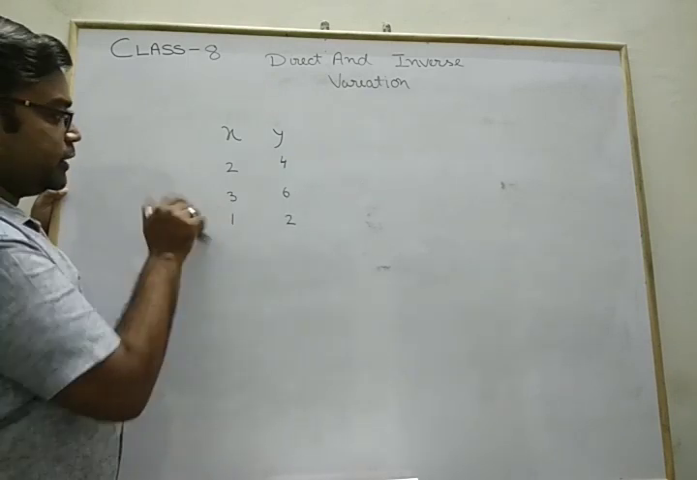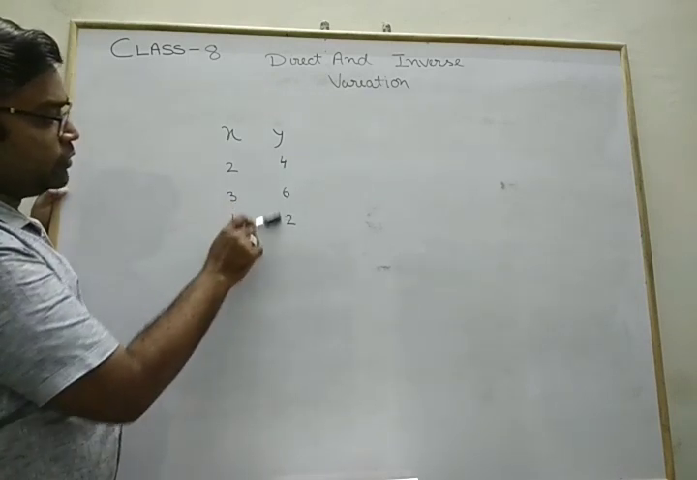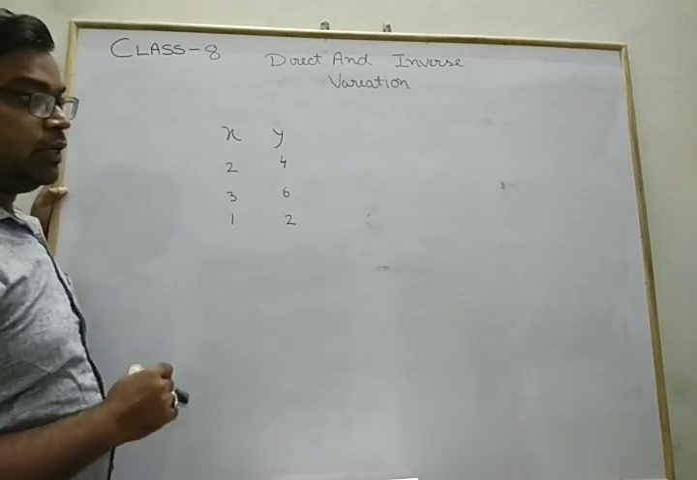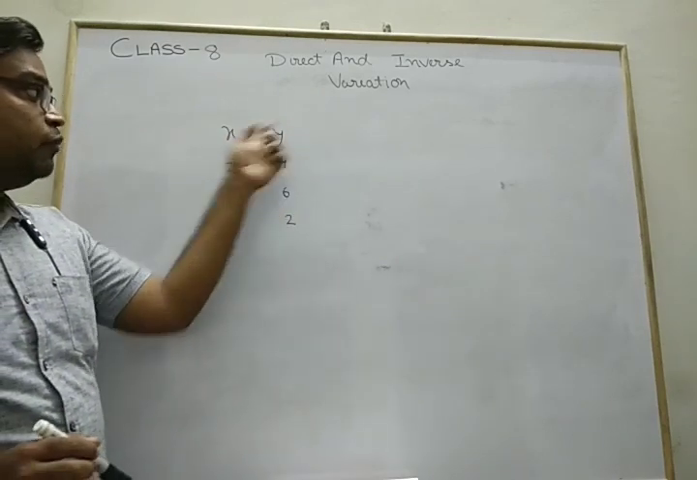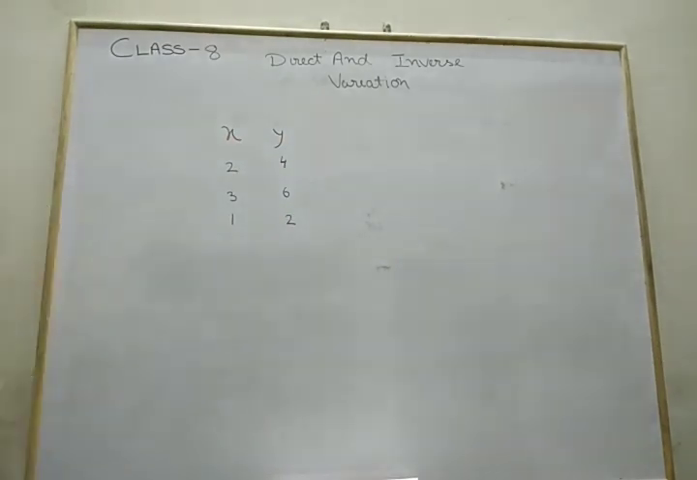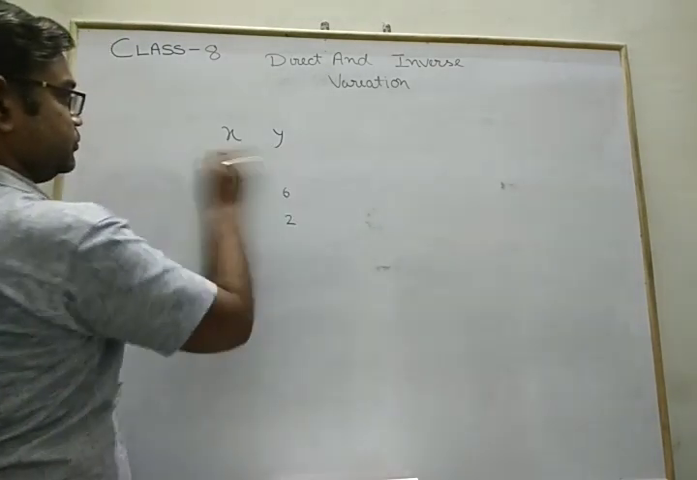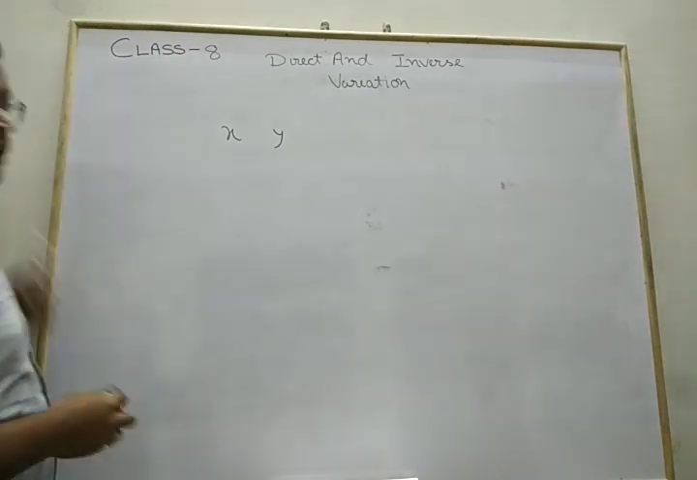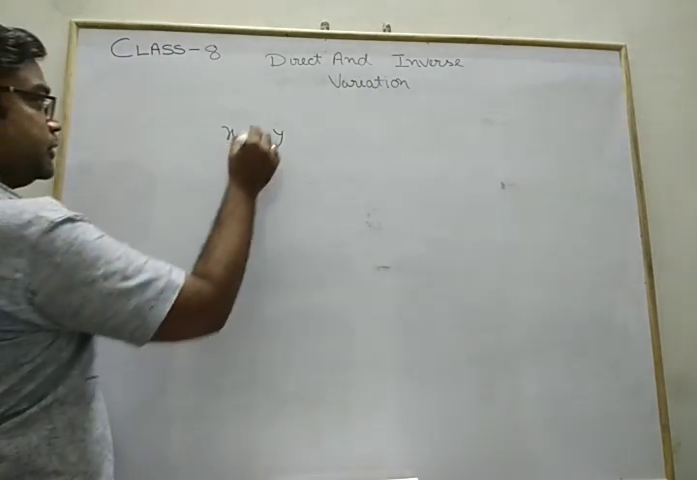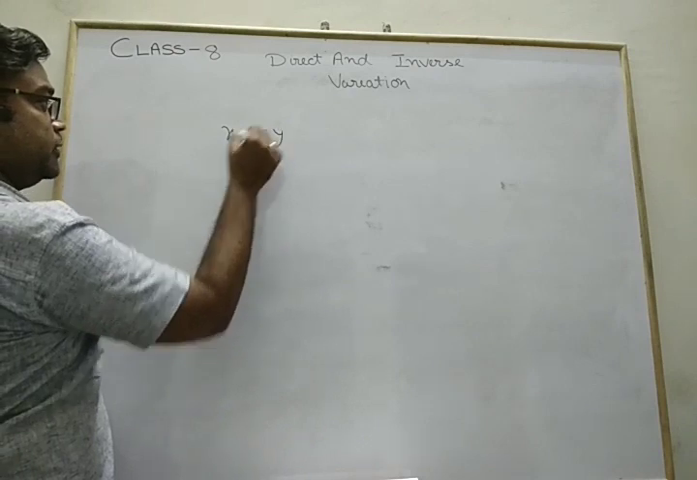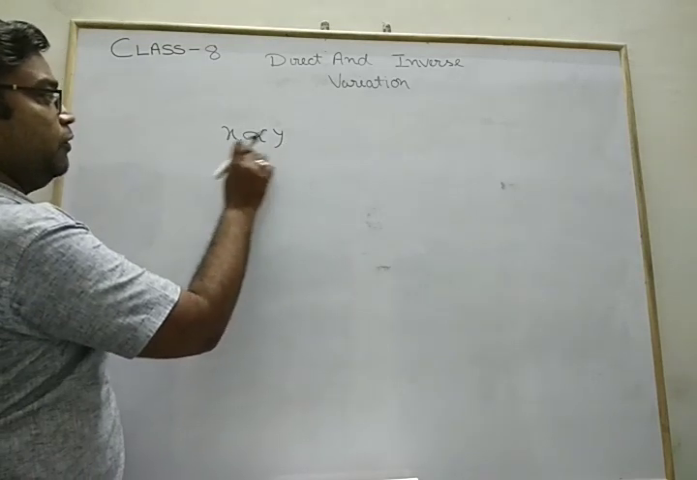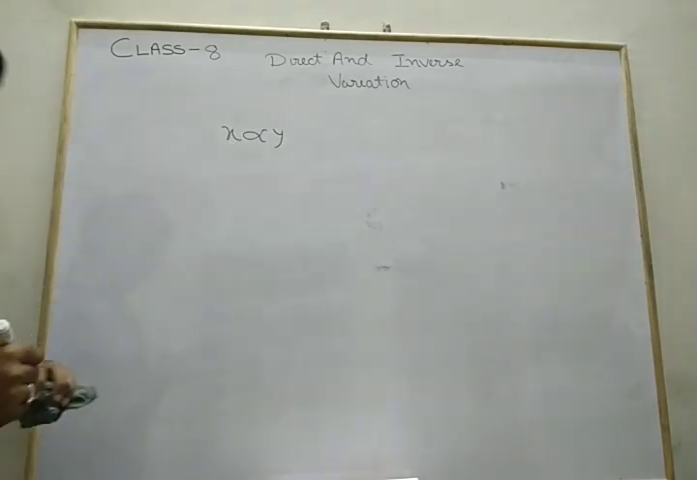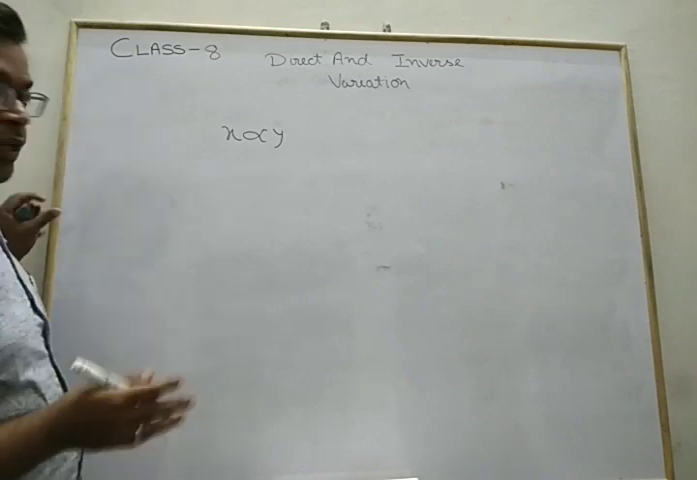As x decreases, y also decreases. So in this case, we can say that x varies as y or y varies as x. Means what? In a mathematical way, we can write x varies as y. Means if x increases, y also increases, and if y increases, x increases. This is the concept of variation.